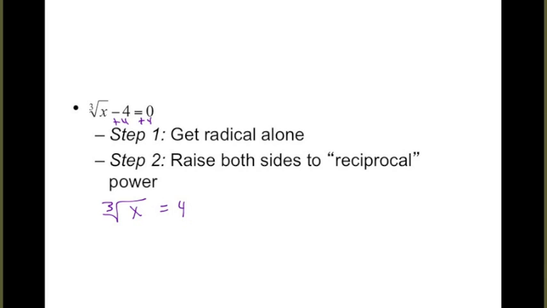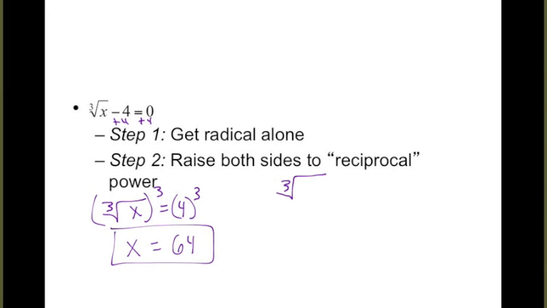And step 2 says raise both sides to the reciprocal power, or the power that would undo the type of root it is. So if it's a cube root, I need a cube power. 4 cubed, 4 times 4 times 4 is 64. We want to check that by plugging it back into the original problem. Does the cube root of 64 minus 4 actually equal 0? And it does, so this answer works.